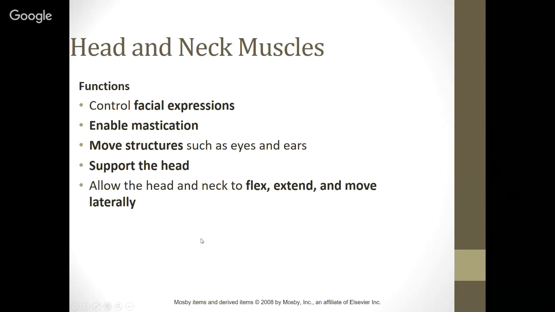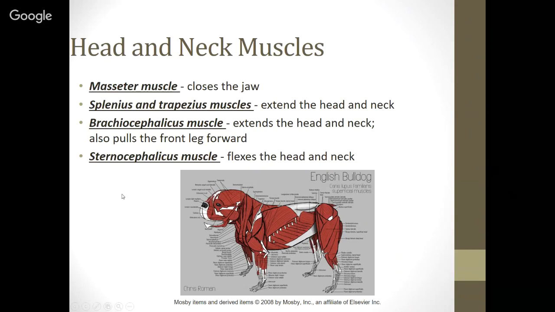twitching the skin. Head and neck muscles, their function is to control facial expressions, enable mastication, move structures such as eyes and ears, support the head, and allow the head and neck to flex, extend, and move laterally. We have the masseter muscle, which closes the jaw. And in our animals, it can be very big because they use their jaws on pretty heavy material. It looks like a big round muscle here in the cheek. We also have the splenius and trapezius muscles, which are on the back of the neck, and they help to extend the head and neck.